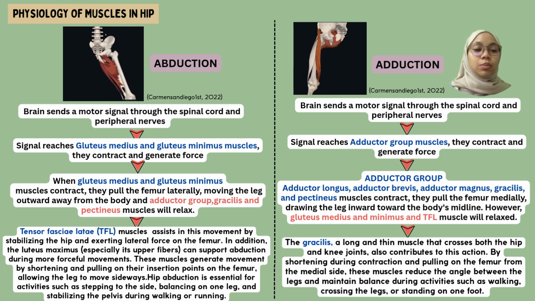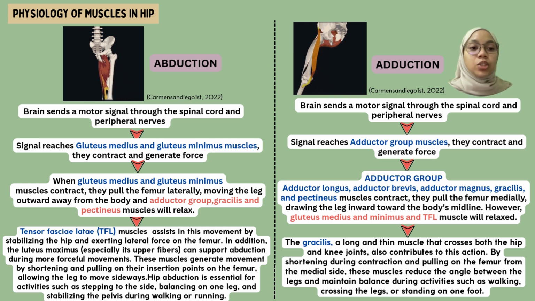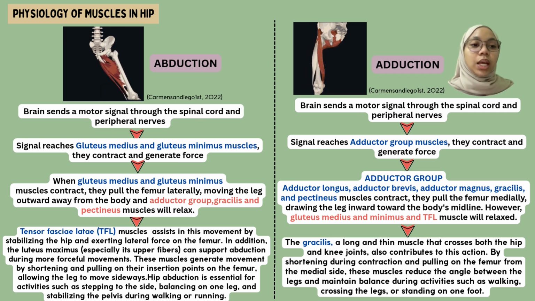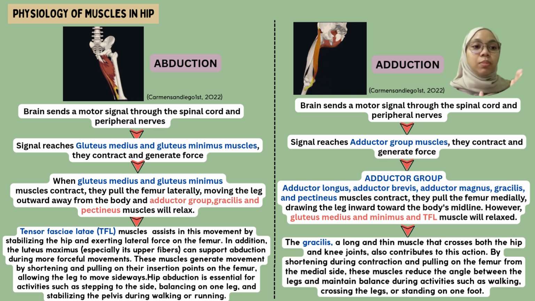So moving on to the next movement, which is adduction. Adduction also begins like the brain sends a motor signal through the spinal cord and peripheral nerve. So this signal will reach the adductor group and start to contract. The adductor group consists of adductor longus, adductor brevis, adductor magnus, gracilis, and pectineus muscle. And all of these muscles will contract and pull the femur medially.